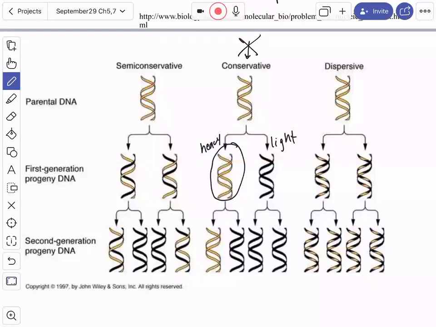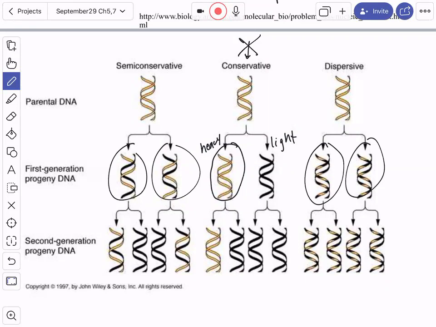Here we've got, again, hybrid band, hybrid. If dispersive was correct, you would also have 2 hybrid bands. So you have to go out another generation to see which it is. If you went out another generation with the semi-conservative, you would still have a hybrid band, but then you would have, again, a light band, higher in the column. But if dispersive was correct, you'd still be having only hybrid bands.